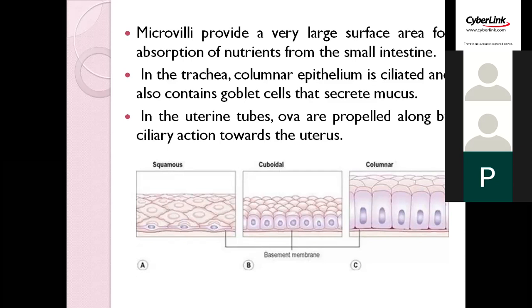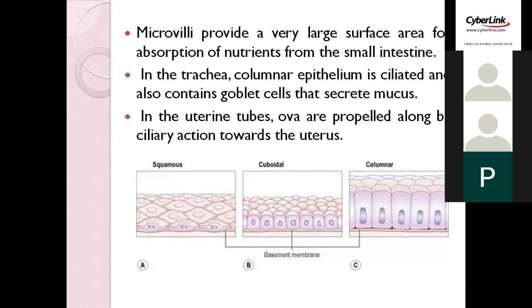So the columnar epithelium is ciliated. Okay, why is it ciliated? Because ciliated, if you remember, means hair-like projections. It has a specific whip-like movement, so it helps in removing any foreign materials entering inside the lungs. So how do we remove that foreign material? In the form of mucus.